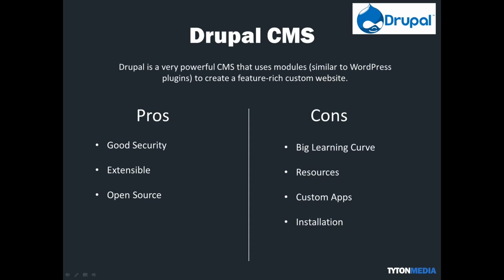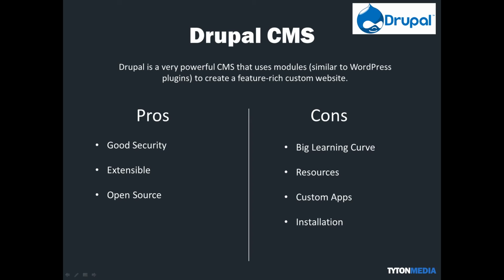Drupal is a very powerful CMS that uses modules, similar to WordPress plugins, to create a feature-rich custom website. Drupal features simple content authority, good performance and excellent security. Great security: Drupal prides itself on its security. Its security team is working 365 fixing patches and finding weaknesses. Extensible: different content types allow your Drupal website to be whatever you want it to be. Open source: Drupal is open source and free. You can download it here.